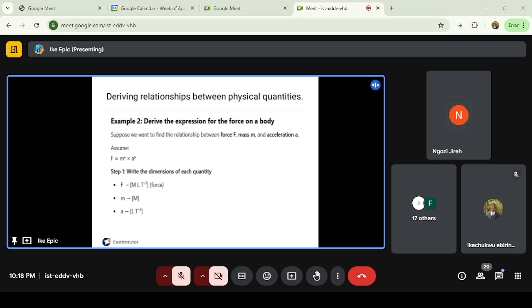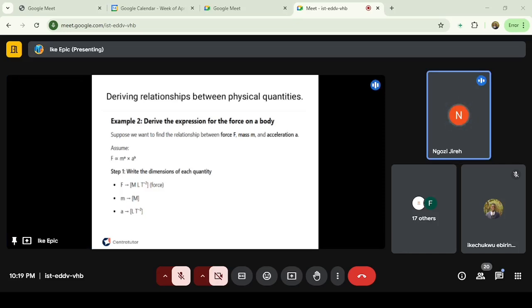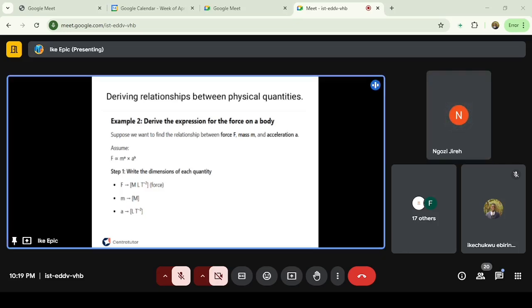So the equation now is F is directly proportional to m raised to the power a times a raised to the power b, where we are looking for the values of a and b. We'll see how we'll use dimensional analysis to get this expression. First, the same thing would always be to get the dimension of each of the parameters individually.